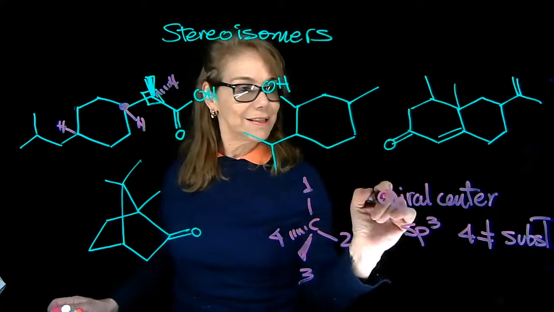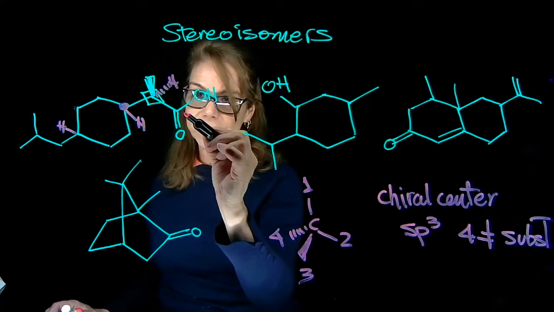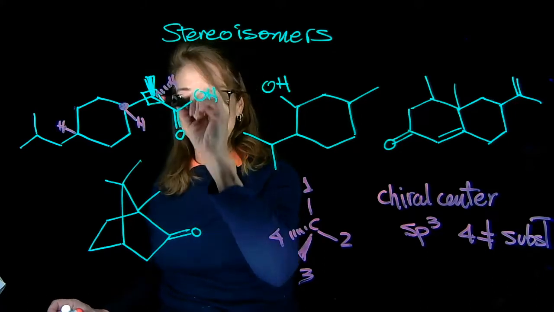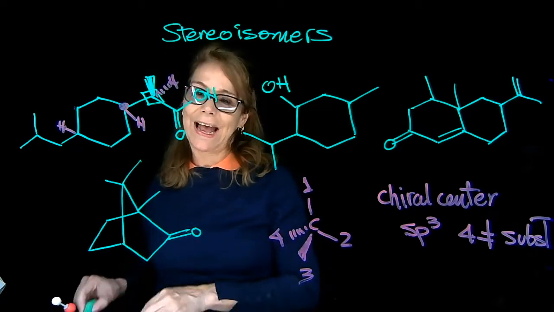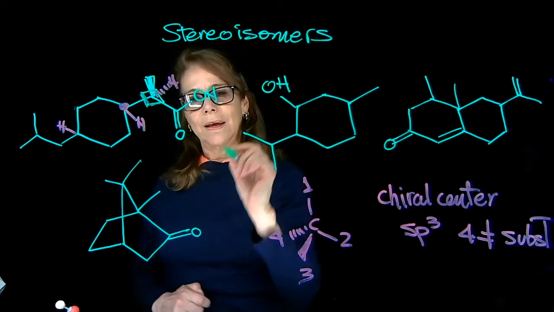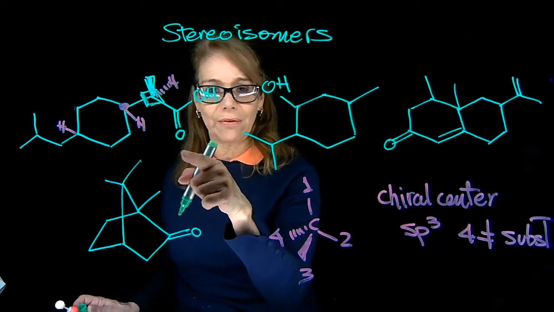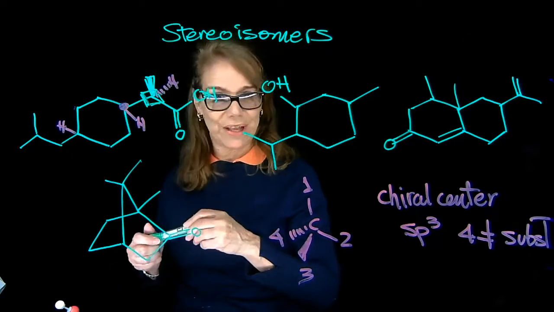Now analyzing the substituents: methyl, hydrogen, and now this chain is different to that. So this center, that is a chiral center. I'm putting it right here in the box. Now next to it is an sp2 carbon, and actually you can count that as 2 substituents of the same, so that's not a chiral center.